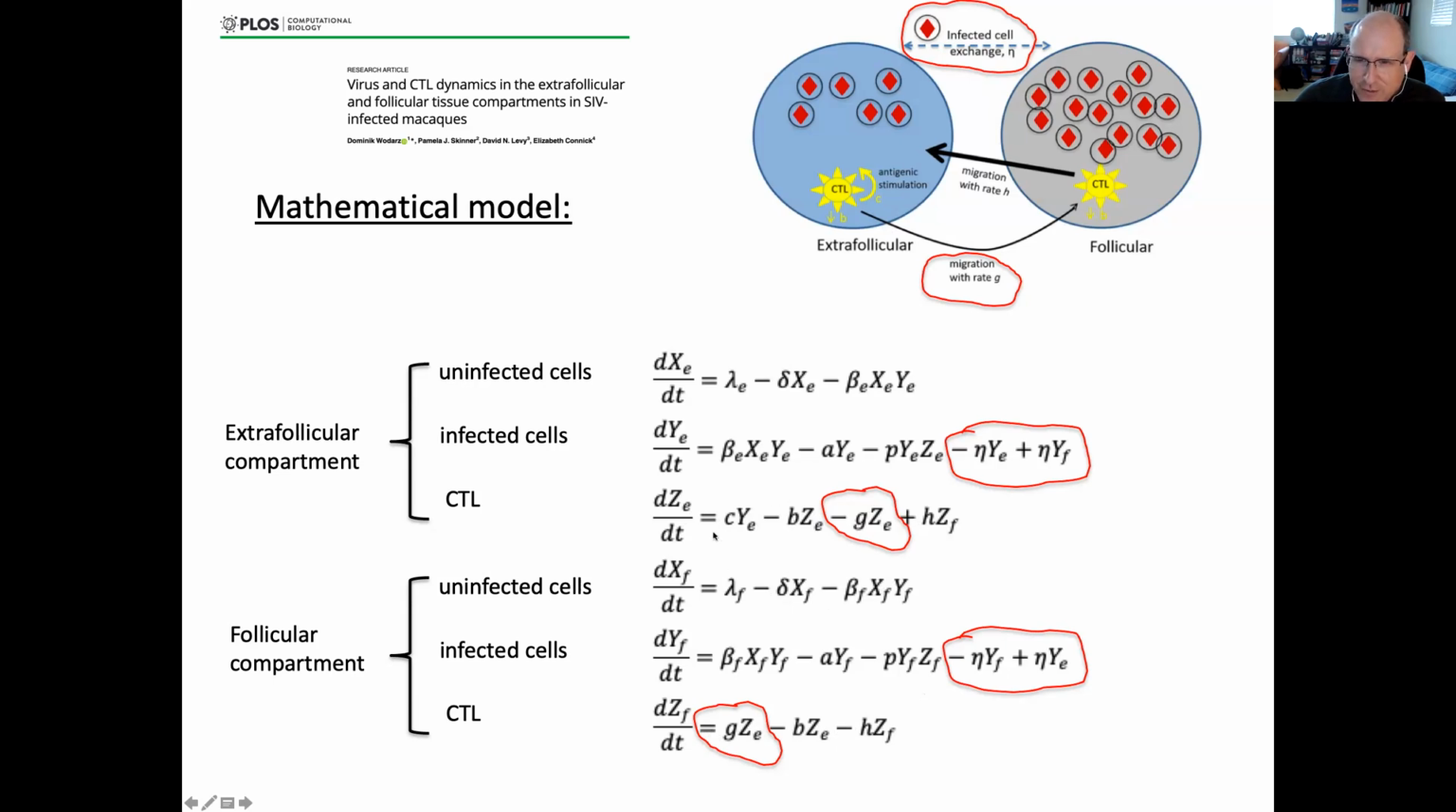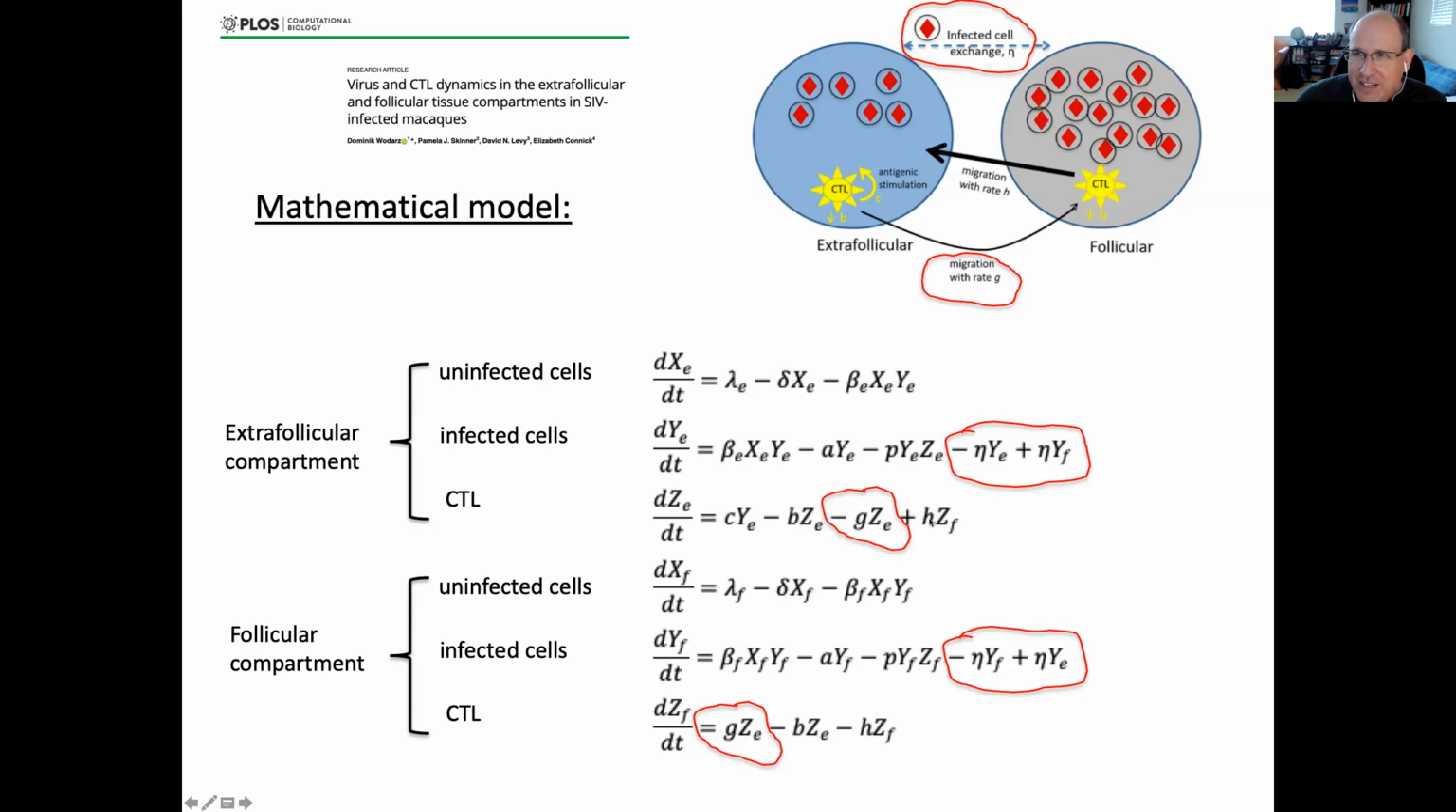And you can see there's a difference in the CTL equation in the extrafollicular compartment compared to the follicular compartment. In the extrafollicular compartment, you have an expansion term. So here the CTL gets stimulated and they expand, but in the follicular compartment, this term doesn't exist because they have no business there. They don't expand in there. All they do is they can, at a slow rate, migrate into there, and then they can die, and then they can move back to the extrafollicular compartment where they belong.